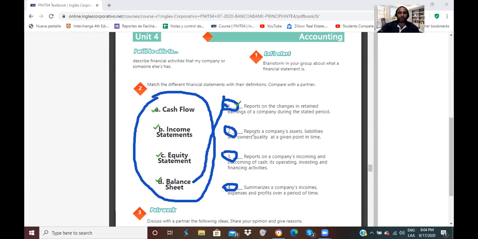Number two, repeat please: reports a company's assets, liabilities, and owner's equity at a given point in time. What would that be? Cash flow, income statements, or equity statement? Equity statement. That is correct. Equity statement is correct.